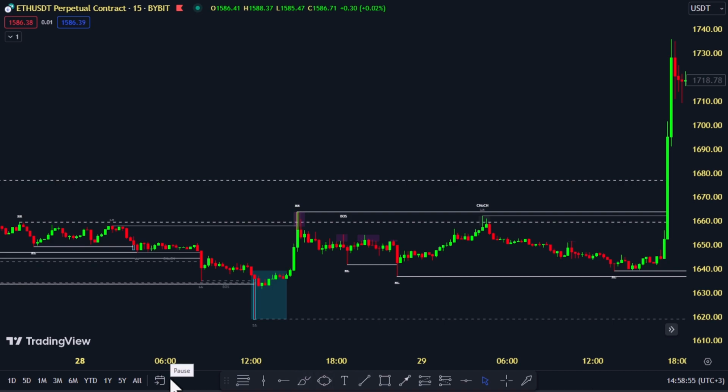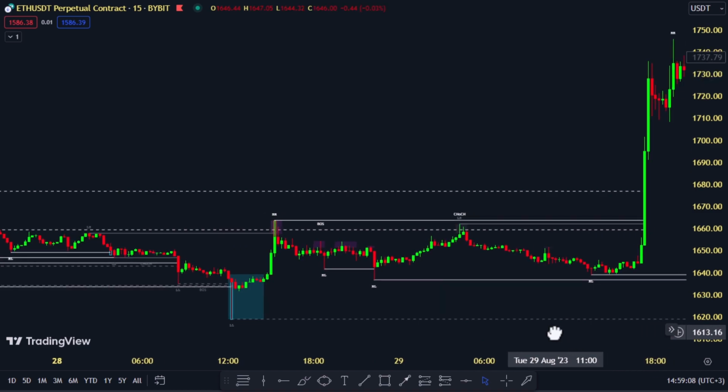The key feature here is the liquidity grab, or let's say liquidity trap, there are many names for it, or a stop loss hunt. This occurs when retail traders place their stop loss orders at the recent highs or lows.